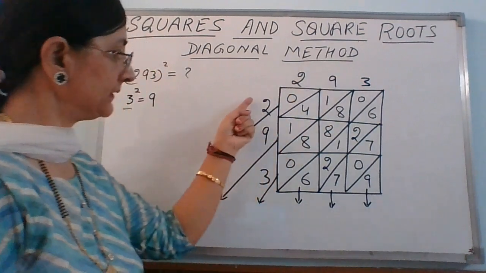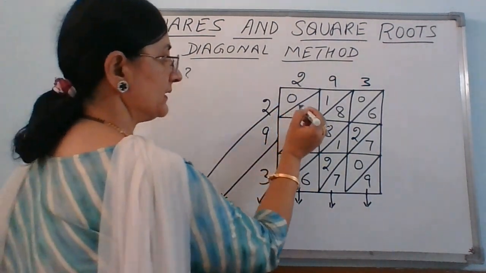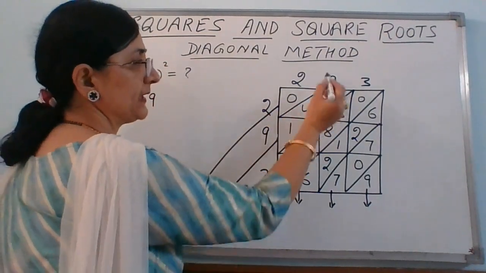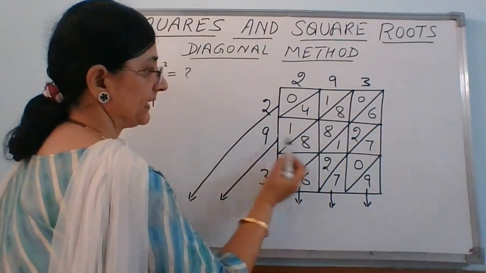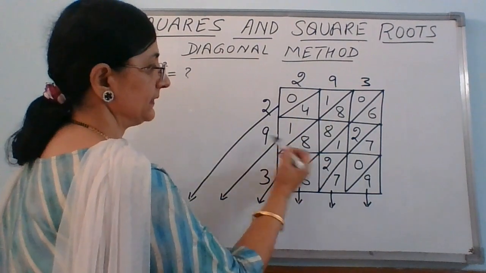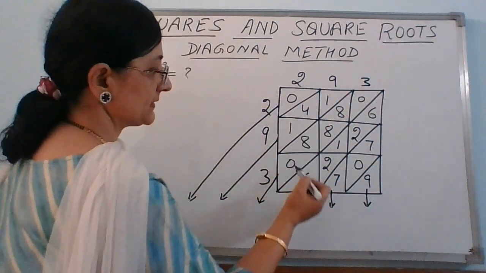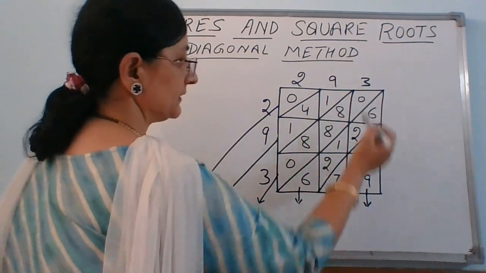Here also the number is 293, and here also the number is 293. When you have to write something in this box, right? Then 2 2s are 4, 2 9s are 18, 2 3s are 6. Take 9 and from here take 2. 9 2s are 18, 9 9s are 81, 9 3s are 27. Similarly 3 2s are 6, 3 9s are 27 and 3 3s are 9.